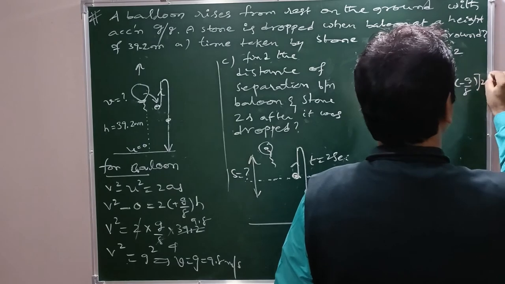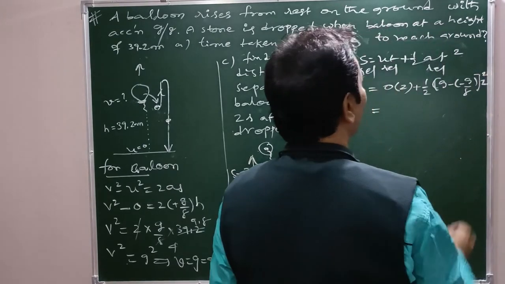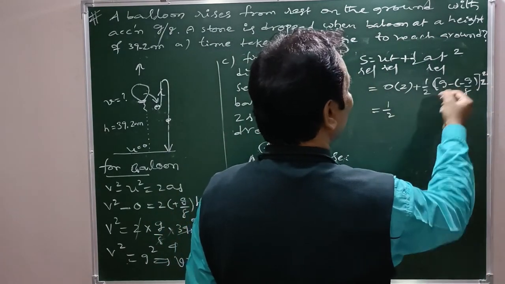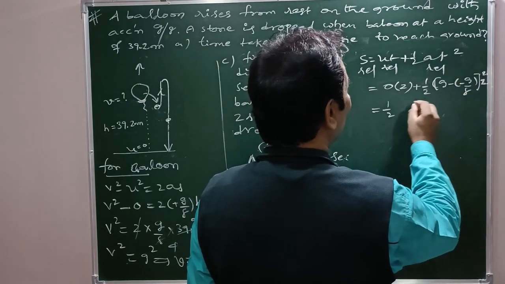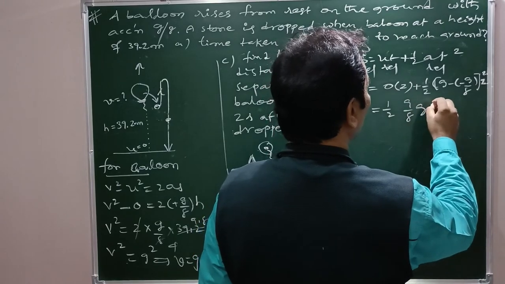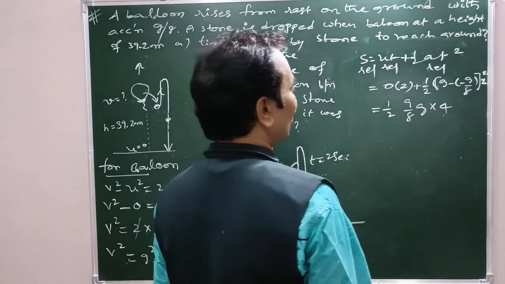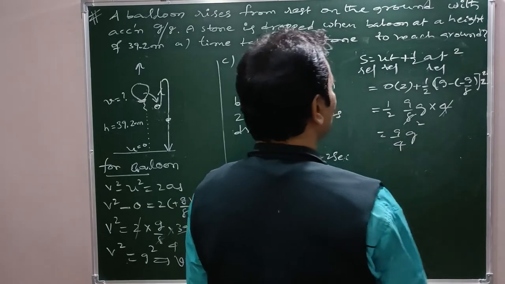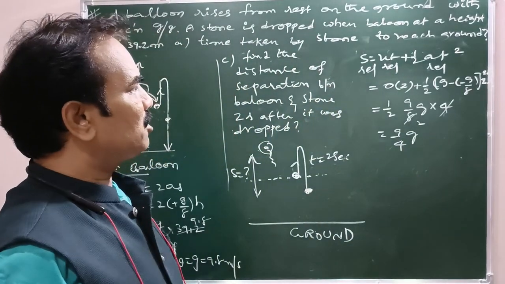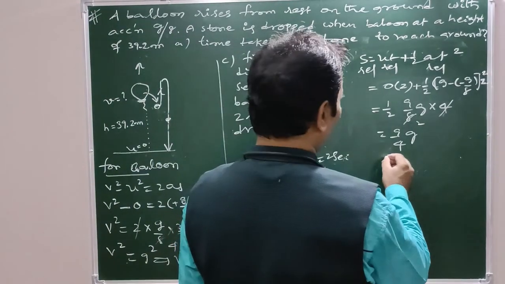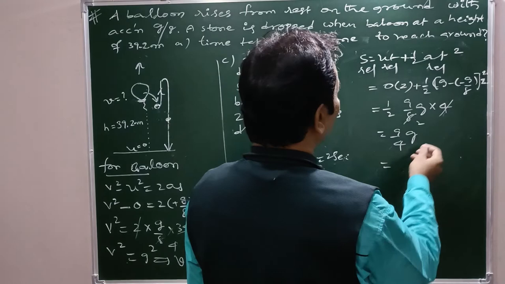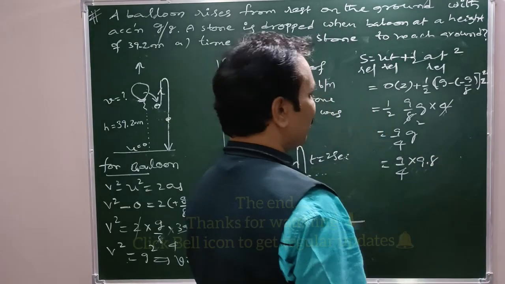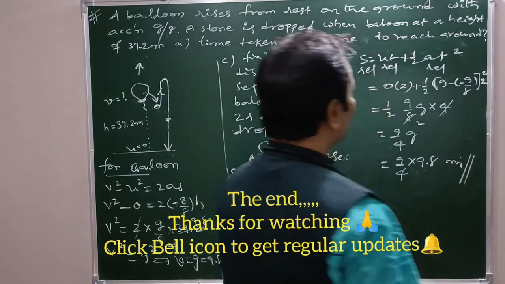With t square meaning 2 square, that is 1 by 2 into g plus g by 8, which is 1 plus 1 by 8, that is 9 by 8 g into 4. So it is 9 by 4 into g, which is 9 by 4 into 9.8. This is the ultimate solution.